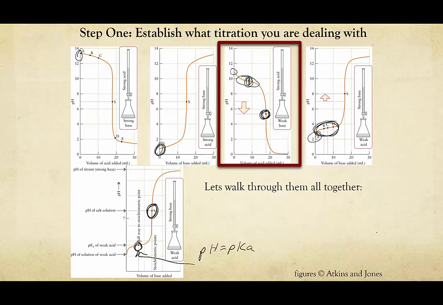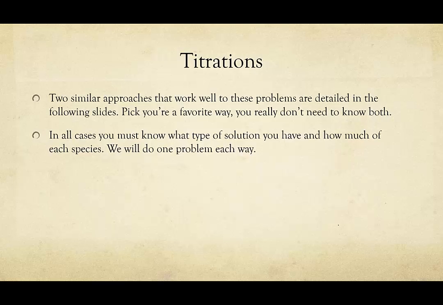In our situation, this is what we will be dealing with. We have a weak base titrated with a strong acid. We will do two approaches to these problems. The first one requires that you have a pretty good understanding of what you are doing before you start the problem. It's much faster and it's much simpler once you get the hang of it. However, it does involve a fair amount of memorization at the beginning to know what you're going to do at each step of the titration curve.